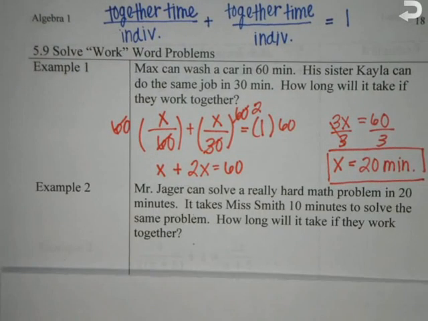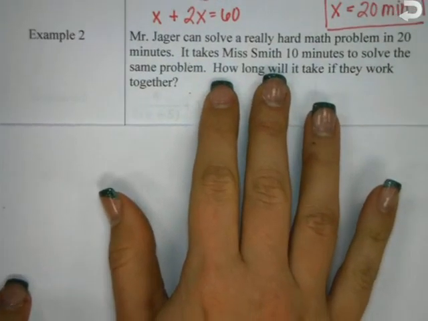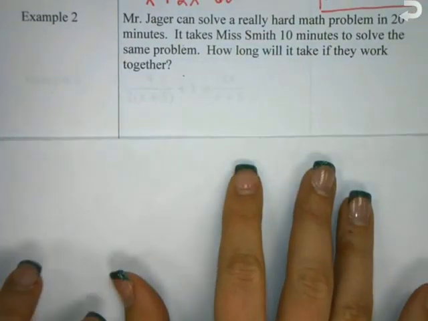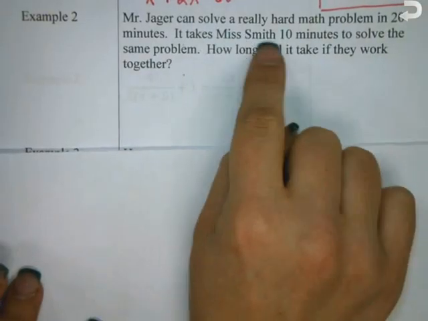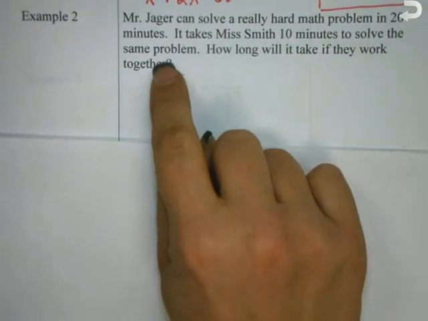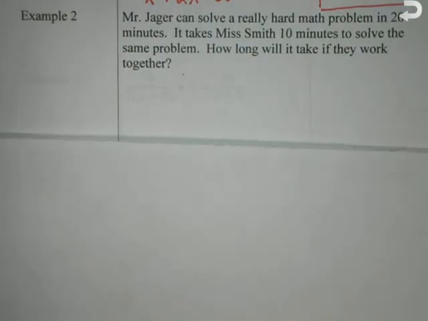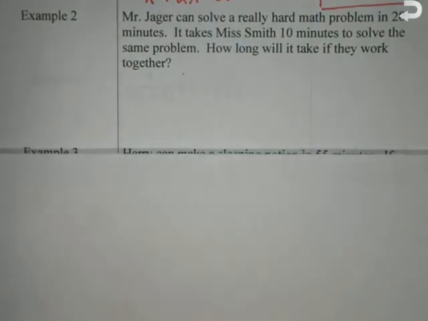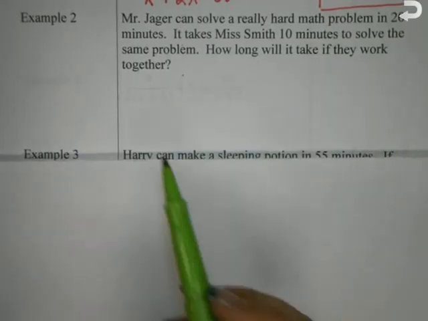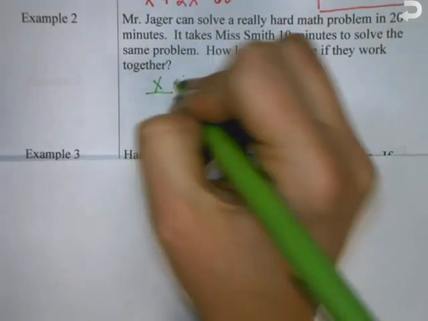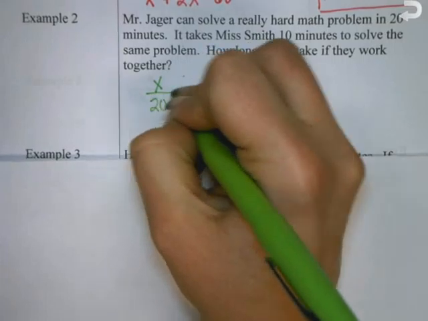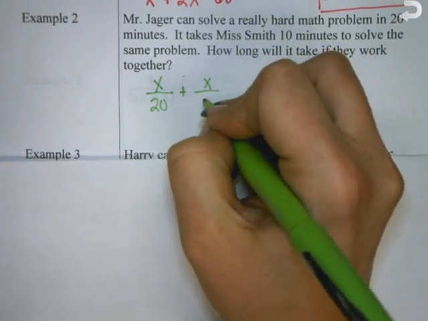So example 2. Mr. Jager can solve a really hard math problem in 20 minutes. It takes Miss Smith 10 minutes to solve the same problem. How long will it take if they work together? Okay, guys. So we are going to use the same formula we just used. Do I know what the together time is? No, so that's going to be x. So x over 20 plus x over 10 equals 1.